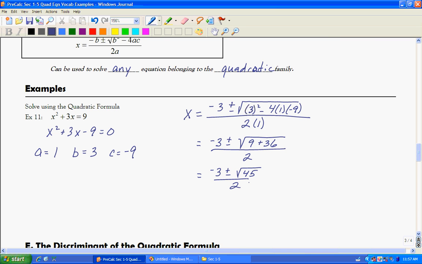And when we're simplifying, we want to make sure that we're simplifying all of our radicals, so we have to use those skills of simplifying. And we end up with an answer of negative 3 plus or minus 3 radical 5 all over 2.